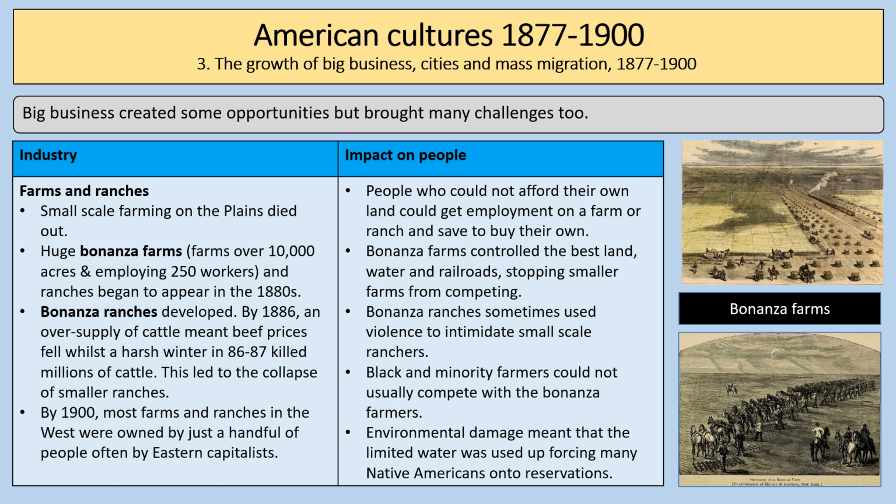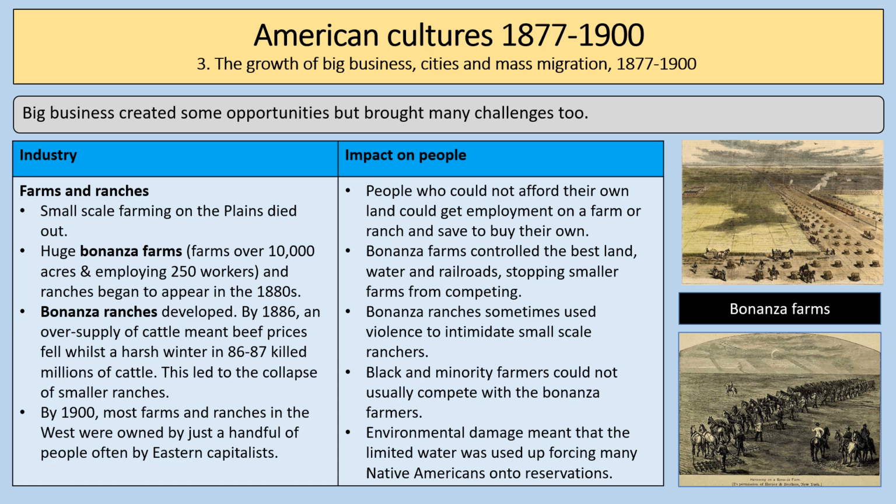The other challenges that big businesses brought in terms of industry: there were lots of farms and ranches, so small scale farming on the plains died. So remember, we have been learning about the homesteaders in the 1860s and 1870s, and these huge bonanza farms, which are farms over 10,000 acres and employing 250 workers, and ranches began to appear in the 1880s. Bonanza ranches developed by 1886, and the oversupply of cattle meant beef prices fell, whilst a harsh winter in 1886-1887 killed millions of cattle. This led to the collapse of smaller ranches. By 1900, most farms and ranches in the West were owned by just a handful of people, often by Eastern capitalists.